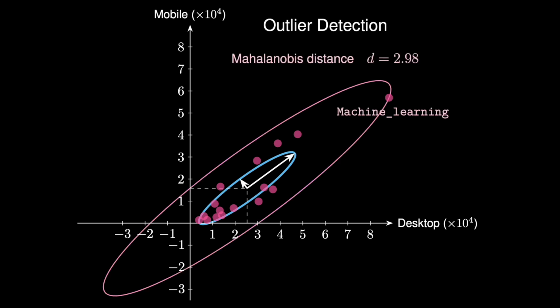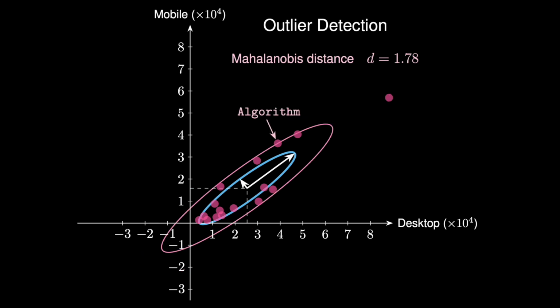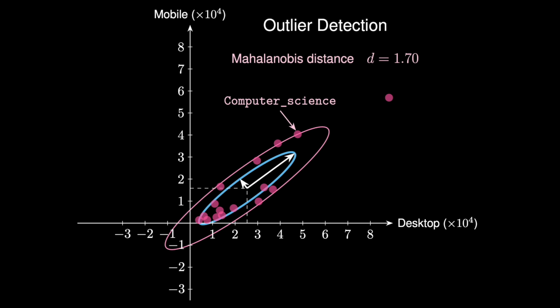The article Machine Learning stands out with a Mahalanobis distance of 2.98, the largest distance in the dataset. The article Algorithm presents a distance of 1.78. It has high desktop views but relatively balanced mobile views, placing it at the boundary of the ellipse. The article Computer Science follows closely with a distance of 1.7, also a popular article that drops outside the blue ellipse of distance 1.